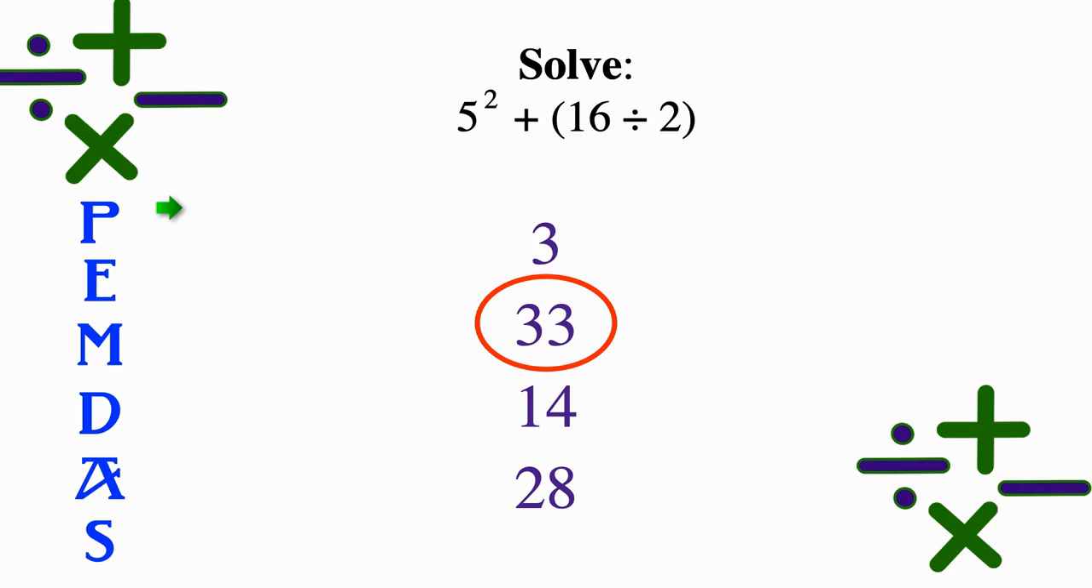Remember, PEMDAS tells us that we deal with our parentheses. And 16 divided by 2 is equal to 8. Then we deal with our exponent. And 5 to the second power is the same as saying what? Yes, 5 times 5, which is 25. And when we add 25 to 8, we get 33. Good job, guys.